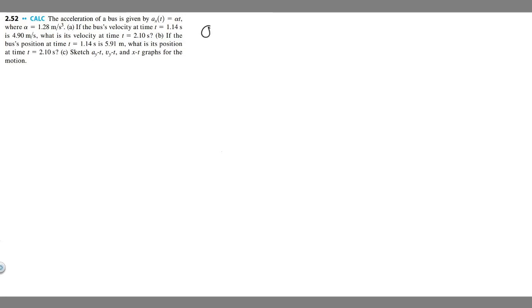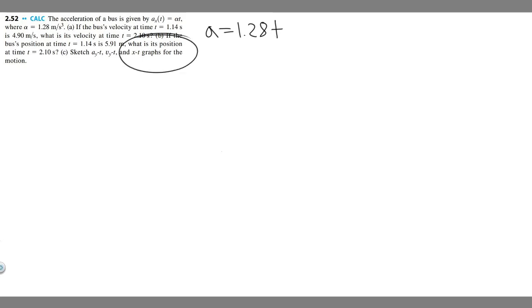So the first thing that we want to do is write down what our acceleration function is. And they tell us it's alpha times t, and alpha is 1.28. So just plug it in, right? Plug in the numbers. So 1.28 t. And so what we're trying to do here is find the velocity and find the position at certain times.